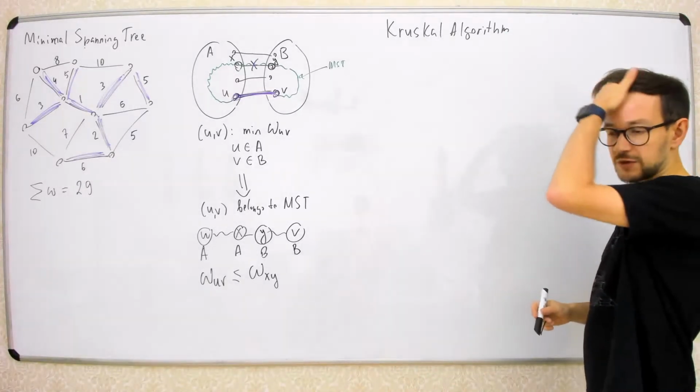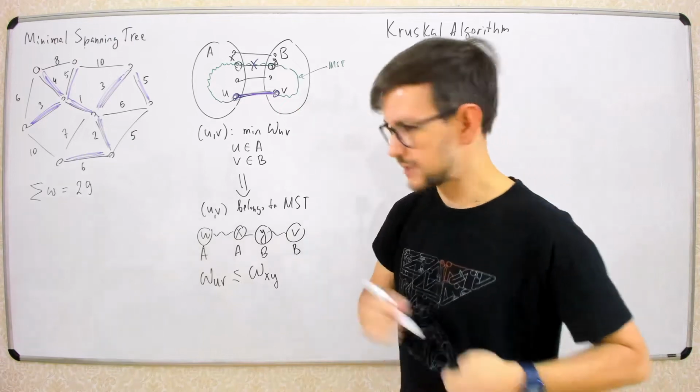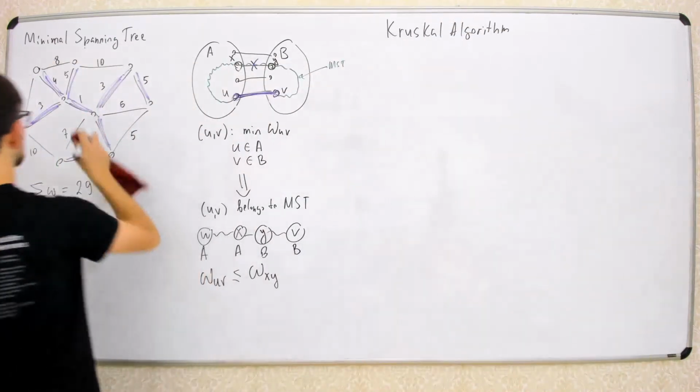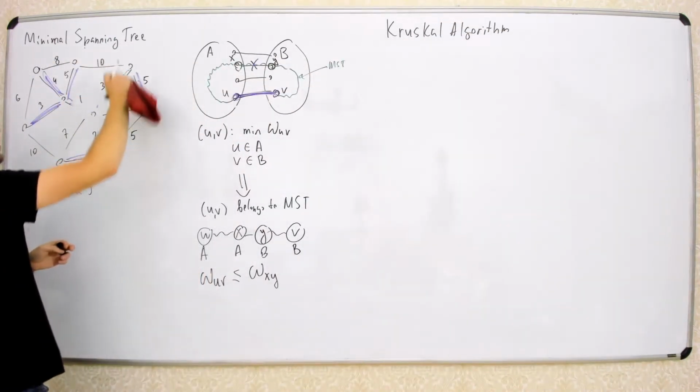So Kruskal algorithm is very simple. Let's take the graph. Well, let's move this graph. Just remove this for now.